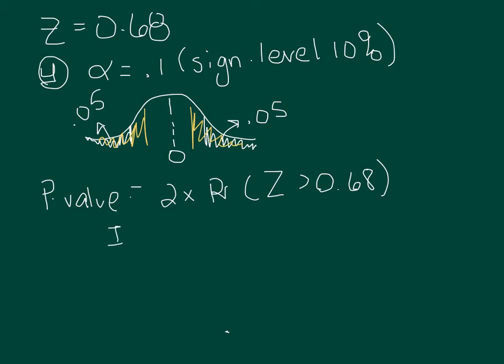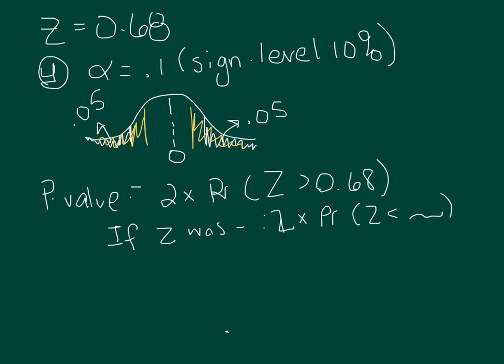If your z was negative, just remember that instead of greater than, you would use 2 times the probability that z is less than whatever that number is. In that sense, you would want to make sure you got the negative side and multiplied that by 2. So whatever your sign is, if it's positive, do greater than, and if it's negative, do less than, and then you'll be set. So for us, we're going to calculate the p-value for being greater than 0.68.